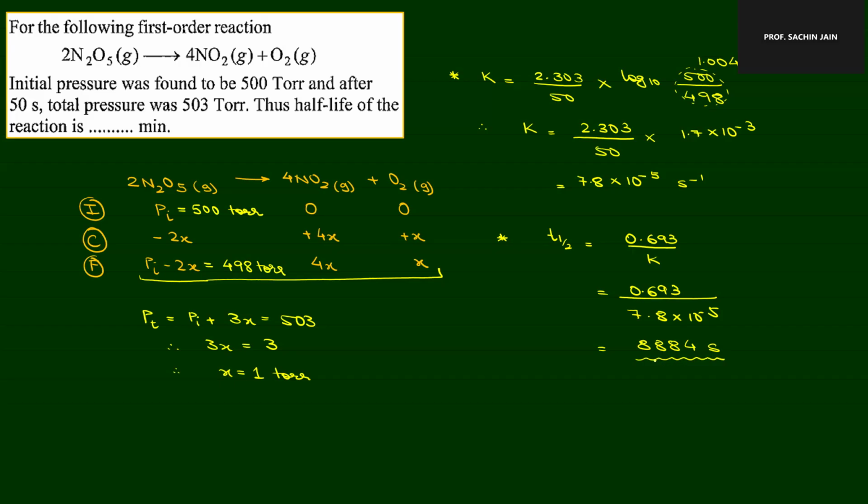But you are supposed to convert this into minutes. So 8884 divided by 60 gives you 148 minutes. This was the numerical value answer.